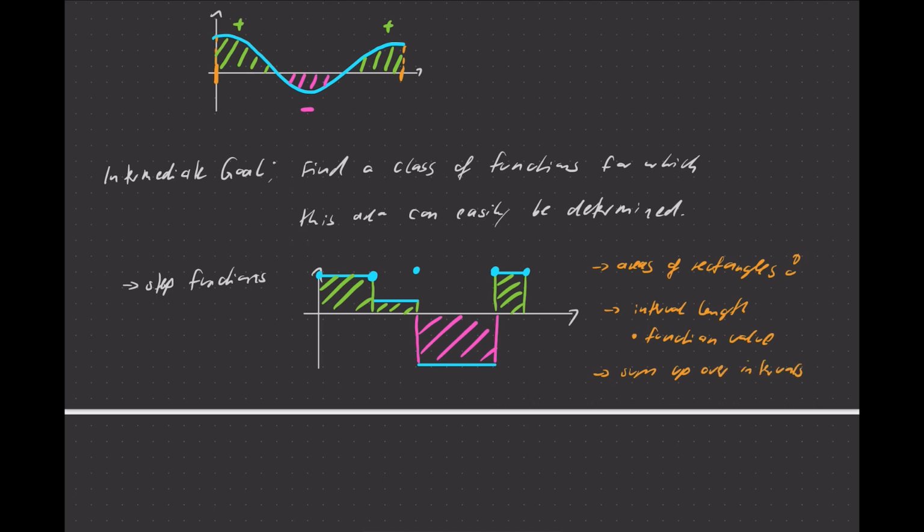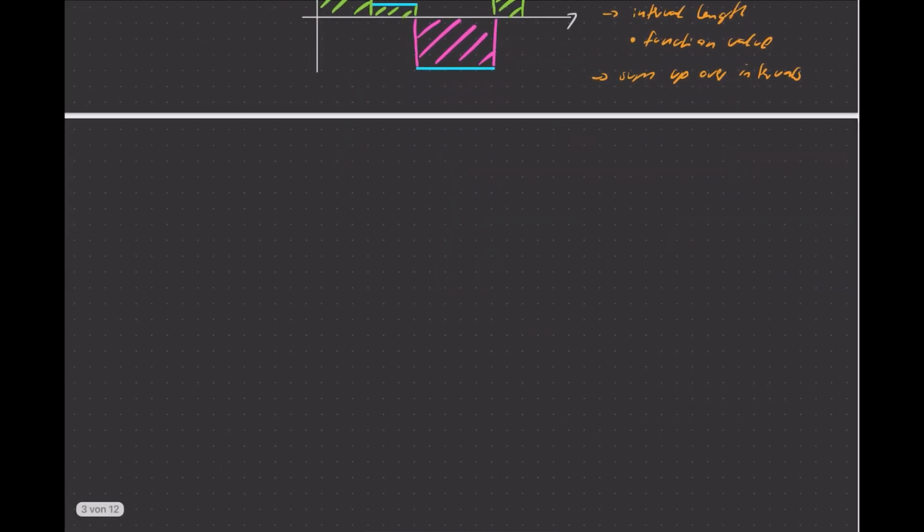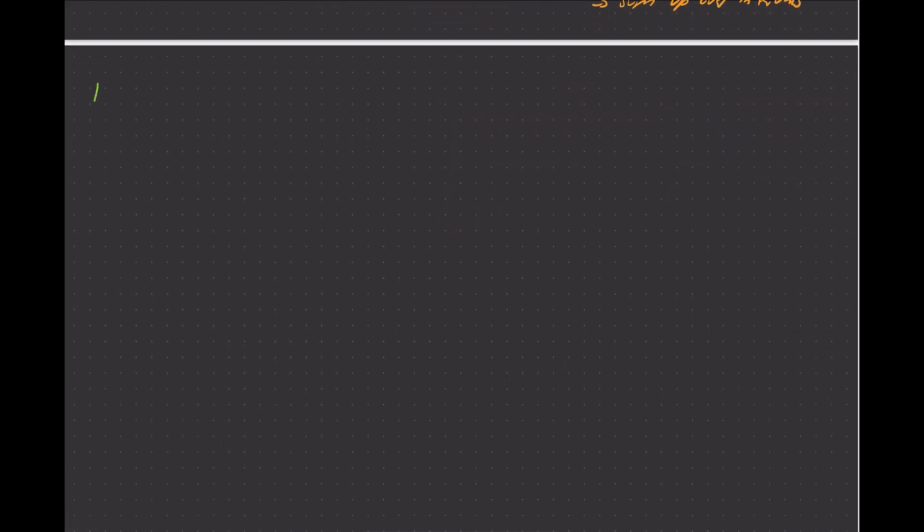So all we need to know about our step function is this subdivision here into suitable intervals that correspond to the function value so that we get the right rectangles. Let us try to define this more precisely. Here's the precise definition.